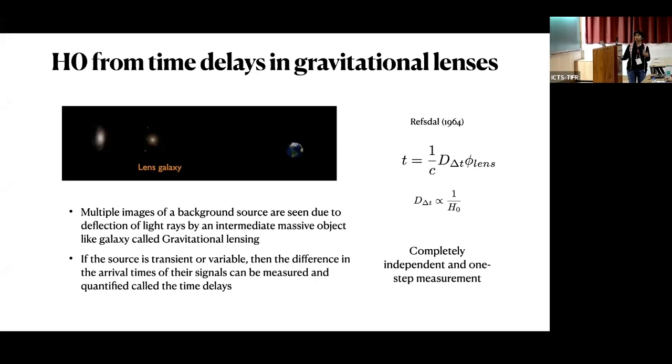Refsdal in 1964 suggested that if we can measure these time delays, then with the help of the time-delay distance factor, D delta t, we can constrain the Hubble constant, provided we can characterize the lens mass model and we also have the redshift measurements in these systems, which are the redshifts of the foreground object and the background object. So we can get a measurement of the Hubble constant with the help of time delay measurements from these strong gravitational lenses.